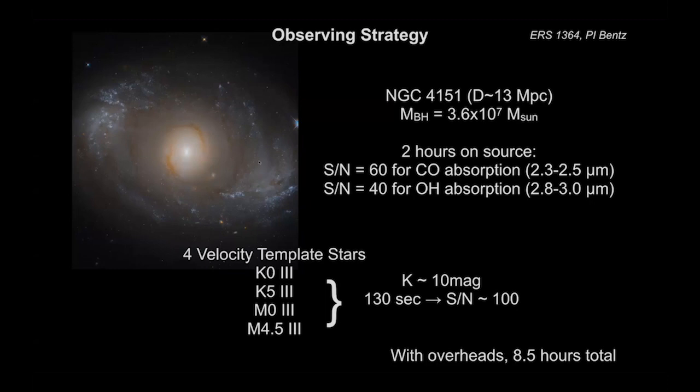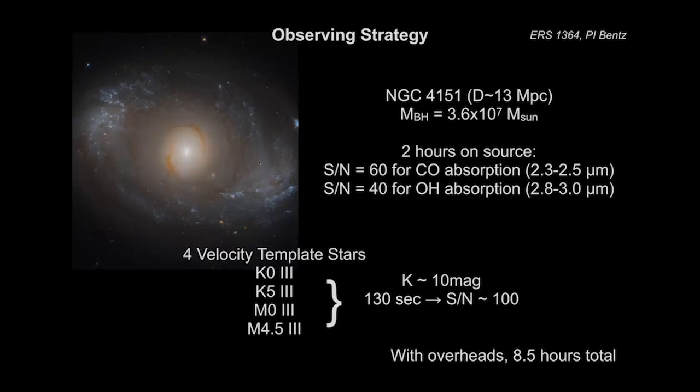But we don't know if we'll see those lines because we haven't been able to observe those wavelengths yet because they're not visible from the ground. So in addition to our 2 hours on our primary target, NGC 4151, we're also going to obtain 4 velocity template star spectra as well.